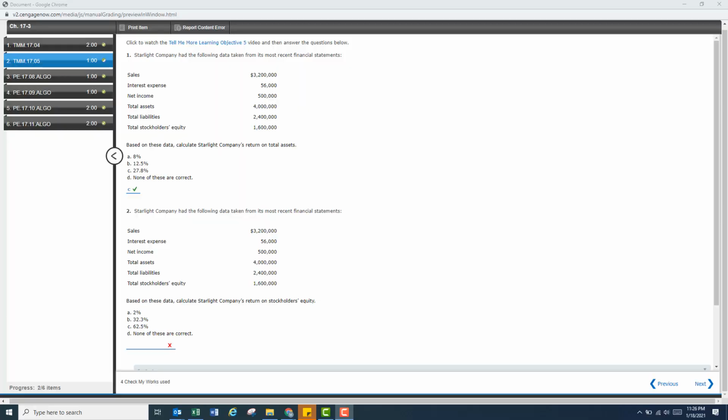Alrighty, a question on this problem. How to calculate the return on stockholders' equity. What is the ratio for return on stockholders' equity? This ratio is given directly from your book.